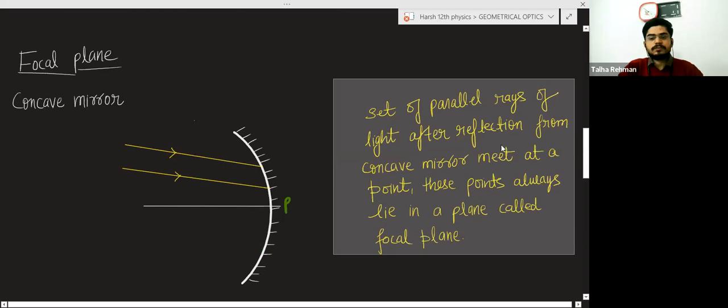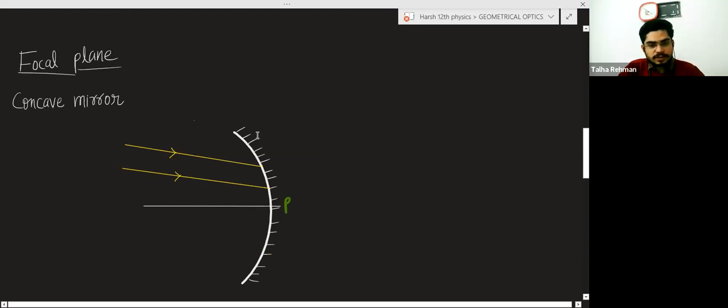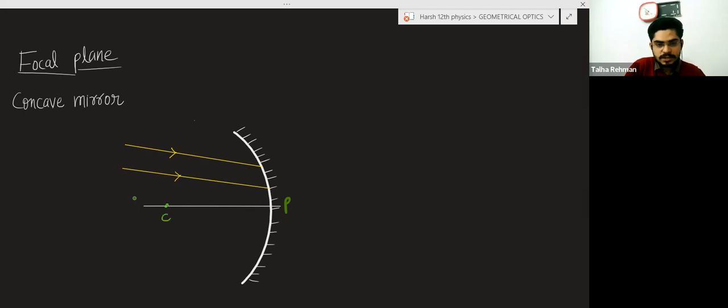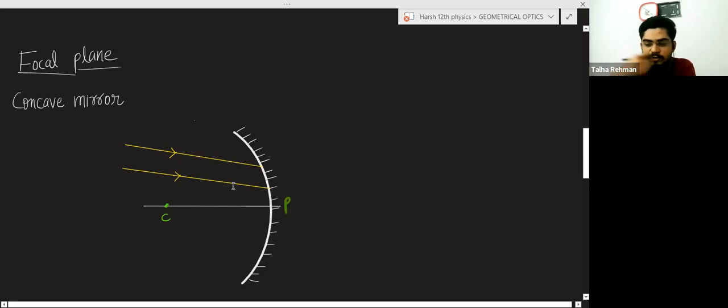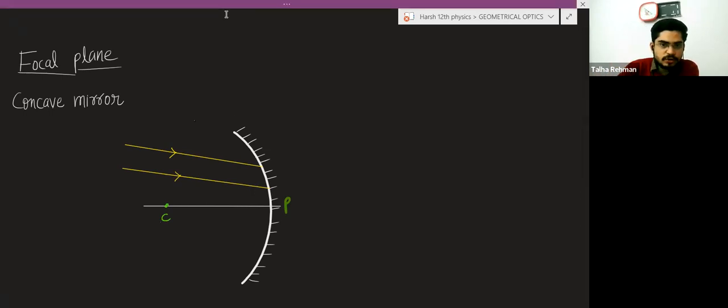So this is a concave mirror, and these are the parallel rays. These parallel rays are striking on the mirror at this point and this point. And now you can see these rays are not parallel to the principal axis. Are they or not? No, sir, they are not parallel to the principal axis. So now what will happen? The reflection will take place. So how these rays will be reflected, we will see.